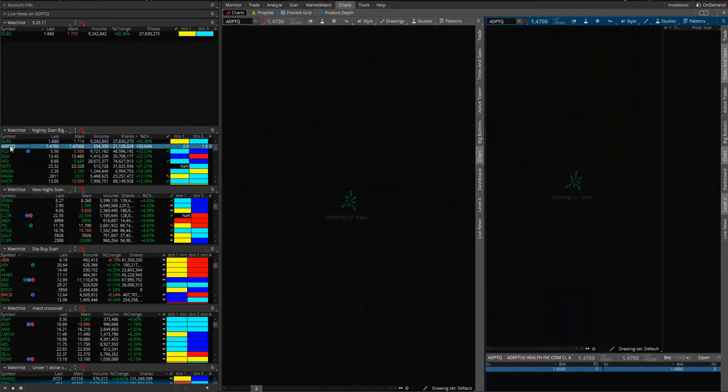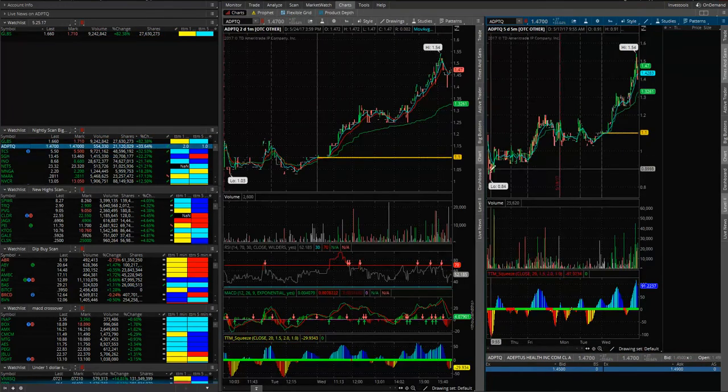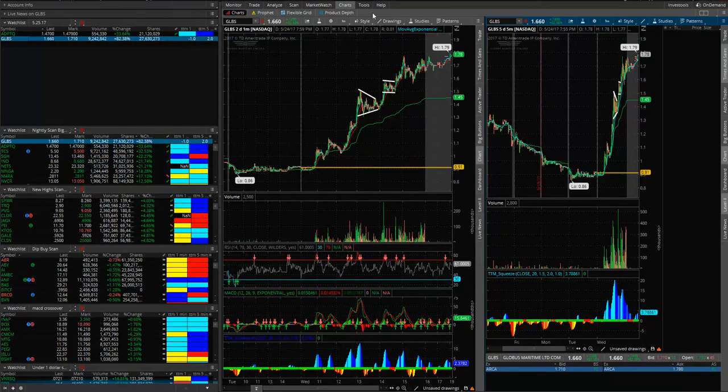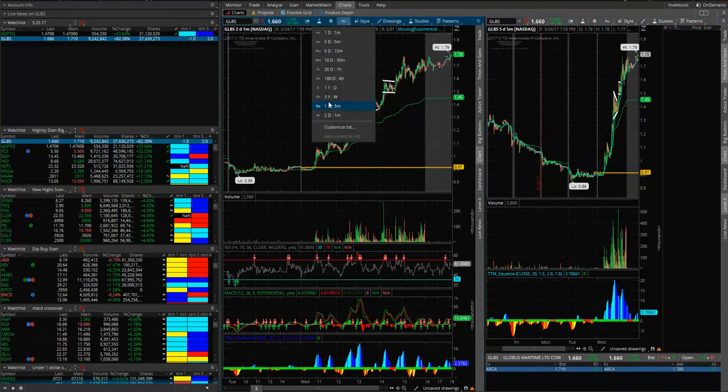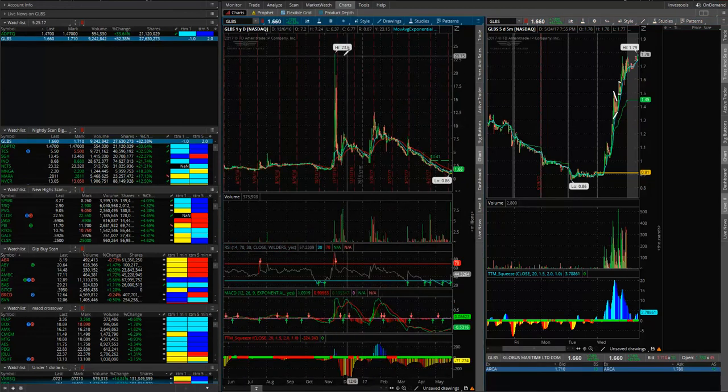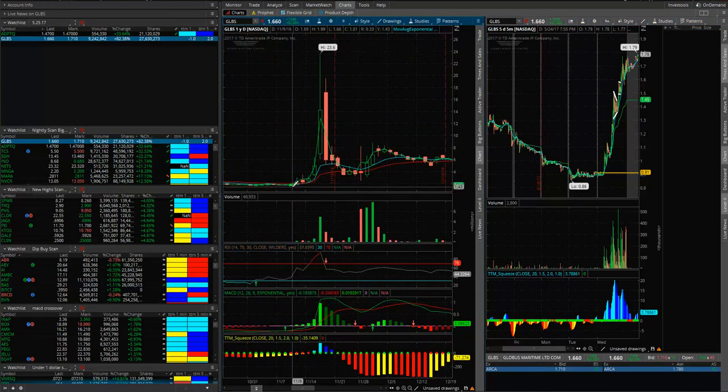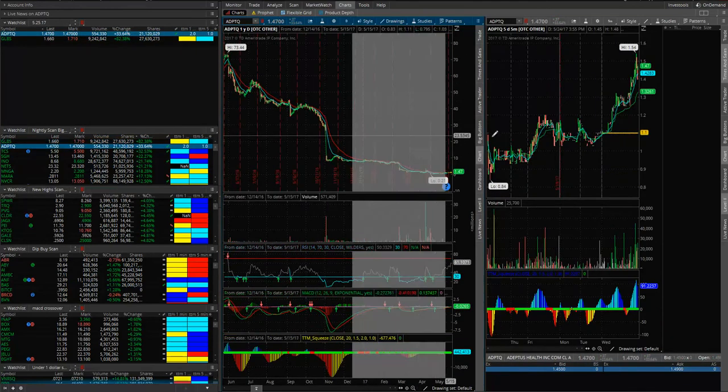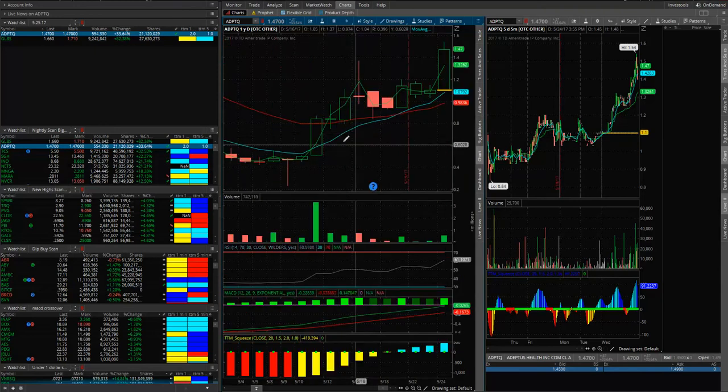All right, ADPTQ. This stock is a pump that's being manipulated. If you can find shares to short, get ready, because this thing is going to crash. Now, when? I don't know. You would have to look at the yearly to get a sense of what it's done previously. This is a stock that went from $1 to $23. Oh, that's GBLS, I'm sorry. APTQ, yeah, this is some crap that's just being pumped.